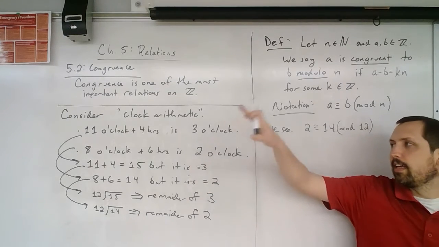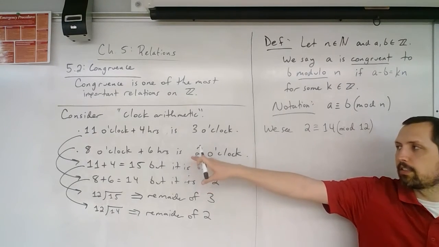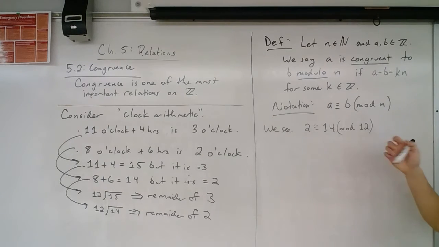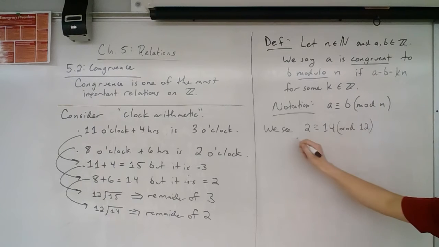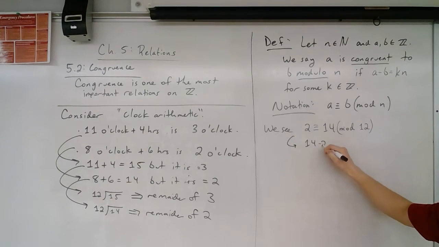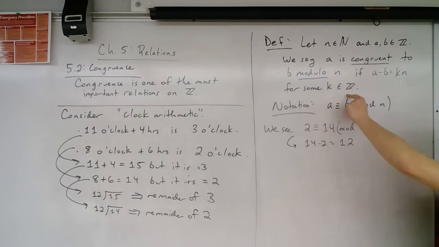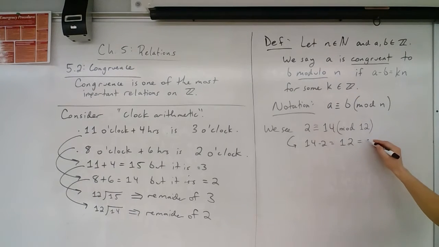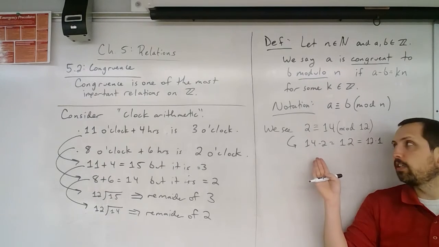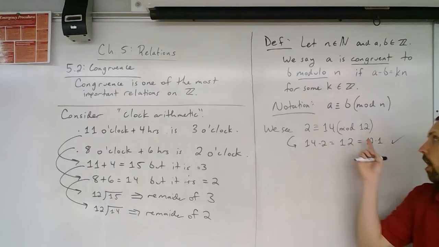So this example here of 8 o'clock plus 6 hours is 2 o'clock, this is really saying that this is true. And so what this statement is saying, using this definition, is we see that 14 minus 2 is equal to 12, which, for this to be true, we need to have 12 as our natural number. That needs to be multiplied by some integer to make this true. And indeed, that integer would be 1. So this satisfies the definition of 2 being congruent to 14 mod 12.